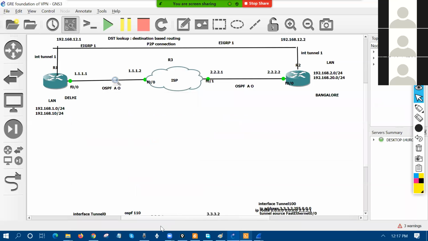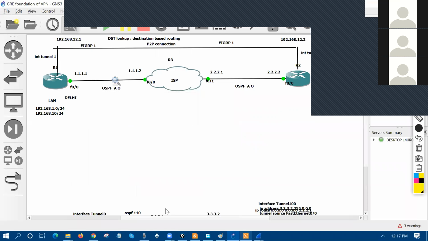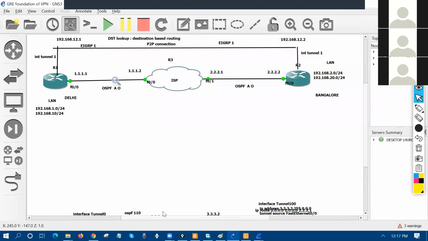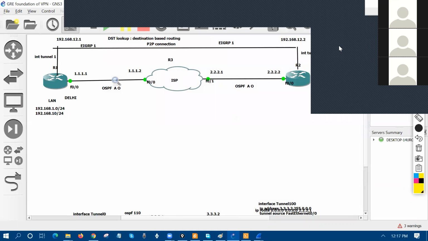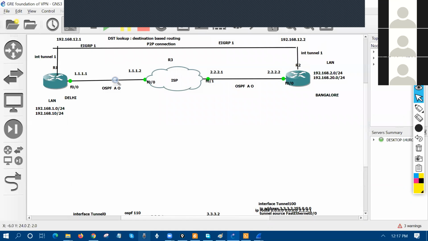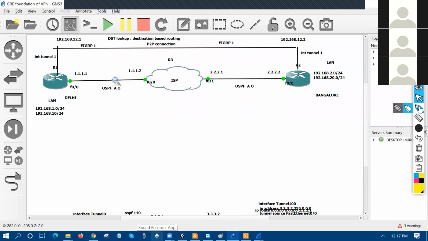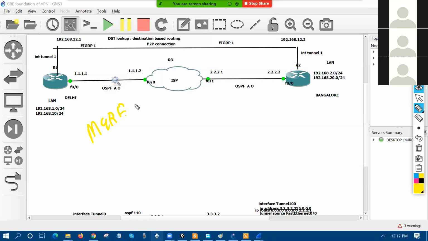Hope this GRE concept is clear to all of you. If you have any questions, you can ask me. I'm done. Any question you can ask. Sorry. It's clear. So guys, we need to find the GRE issues, right? Then I'm going to discuss MGRE, and then I'm going to discuss DMVPN.